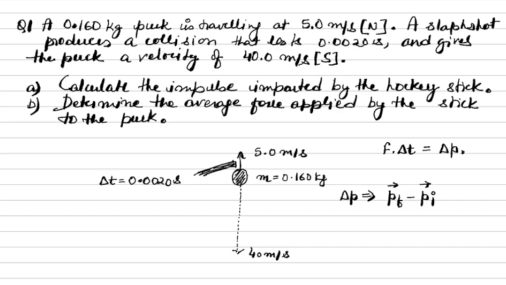So PF will be the mass, 0.160, into minus 40 because it is going downwards, minus PI, the initial momentum. It was going up, so we take that as positive: 0.160 into 5. So it will come as 0.160 into minus 45. And then we can calculate this. Let me get a calculator.